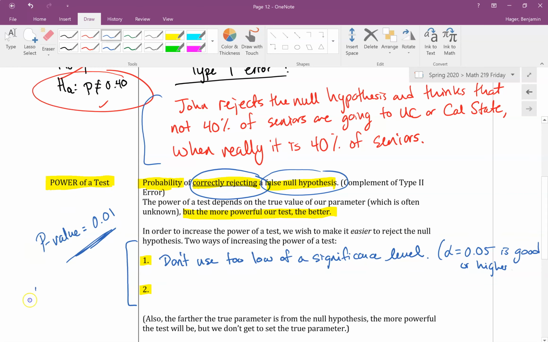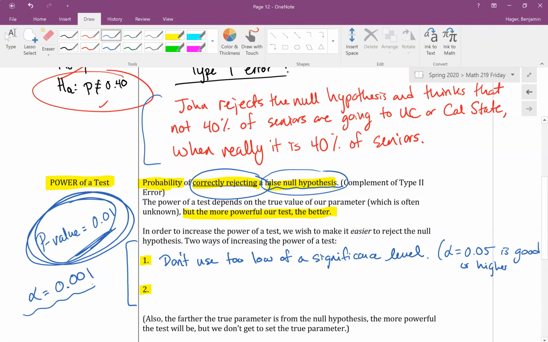Well, if you make your alpha value too small, then you can have really low p-values, and so you should probably be rejecting the null. It's probably that the null is false, but because the p-value is not lower than this ridiculously low alpha or significance level, this threshold, we end up not rejecting it, and we keep the null hypothesis when it's probably wrong. So again, we want to make it easy to get rid of the null hypothesis so that if there's a chance it's wrong, we don't take it.